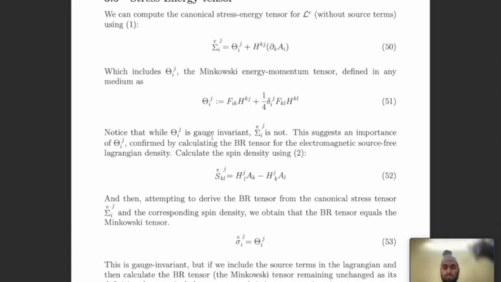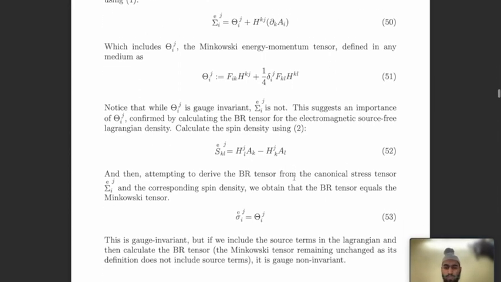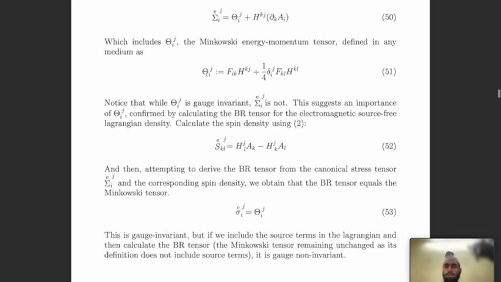While the Minkowski energy momentum tensor has other important aspects as well, there is one significant to this paper, which is that it equals the BR tensor derived from this canonical stress tensor. For that, we can calculate the spin density using the definition discussed in section 2, and then we go from the canonical to the BR tensor, and it turns out it exactly equals the Minkowski tensor, and hence the BR tensor here is also gauge invariant.